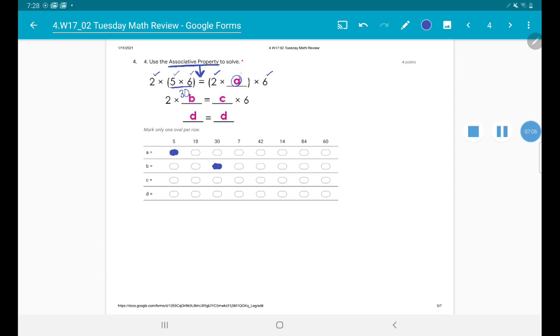To find the value of C, I'm going to multiply what's in parentheses, which is 2 times 5. So the value of C is 10. And then to find D, I need to figure out the answer to that problem. So 2 times 30 equals 60. And if I do 10 times 6, that equals 60 as well. So I know that my equation is equal or equivalent and that D is equal to 60.